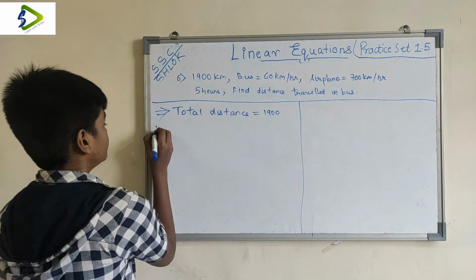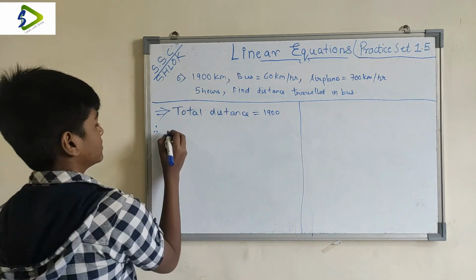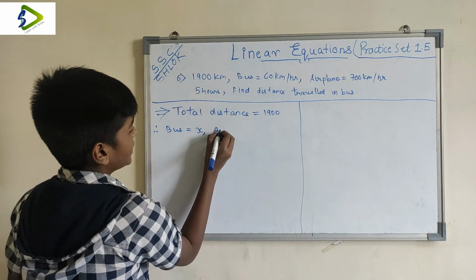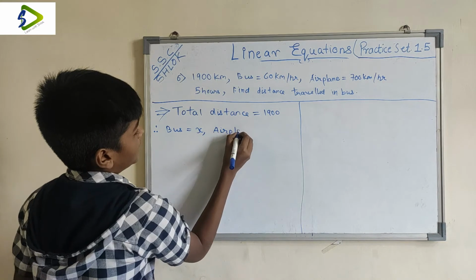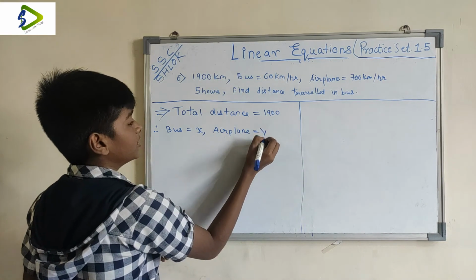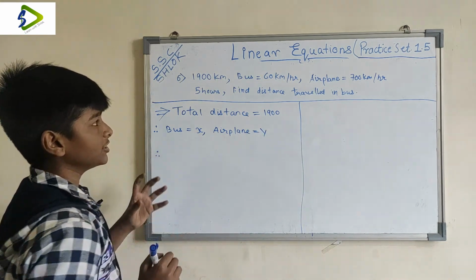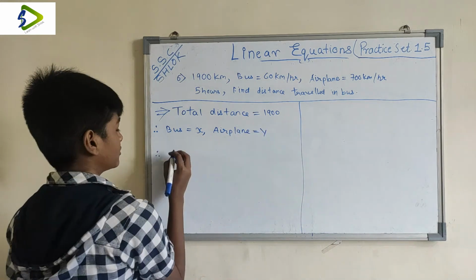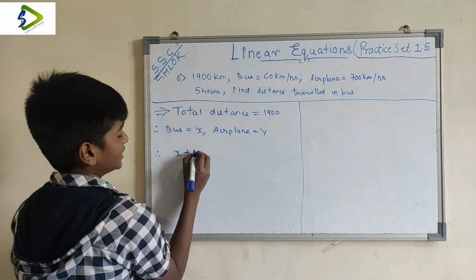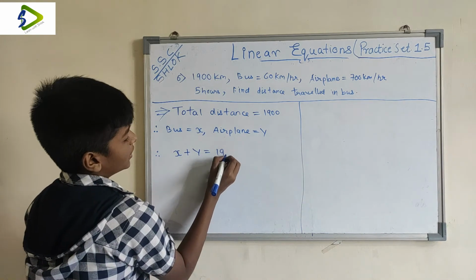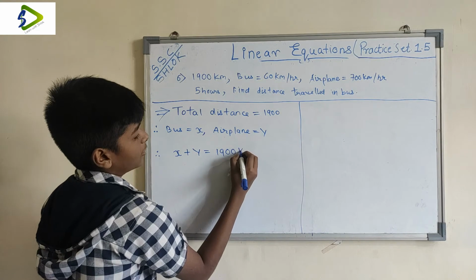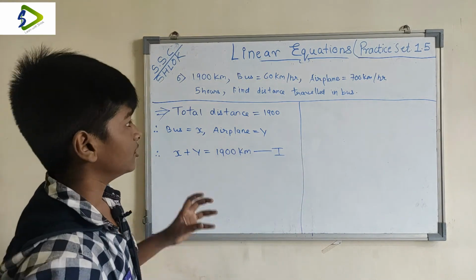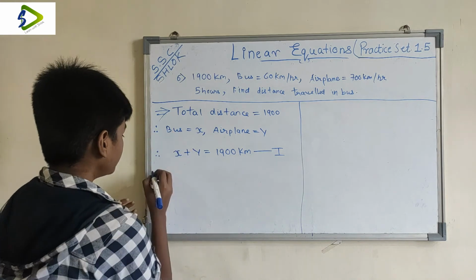And now what we can do, let's consider the bus as x and the airplane as y. So airplane is equal to y. So what condition one tells us is that when he travelled by both, if we add both, what do we get? 1900. So x plus y is equal to 1900 kilometers, which is the first equation. Now they have given the speed of the bus.